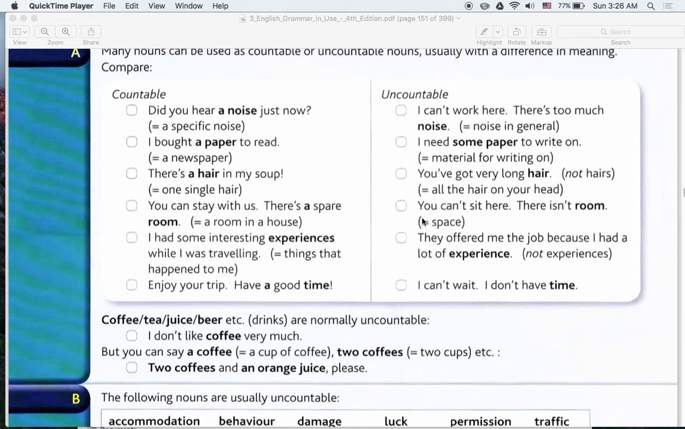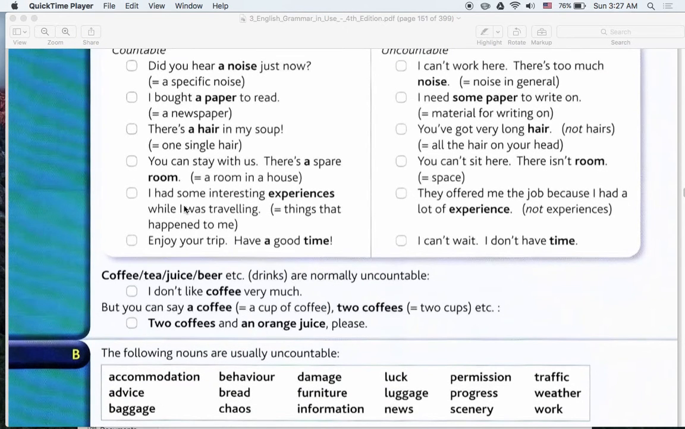But room in the meaning of space is usually uncountable. You can't say one space or two spaces. That's why here we don't use an article. There isn't room. There isn't enough space.